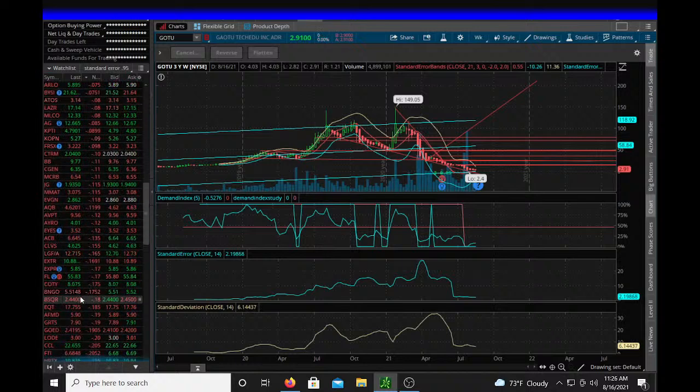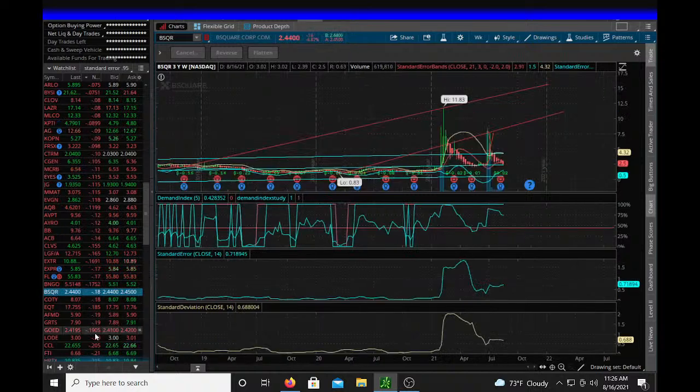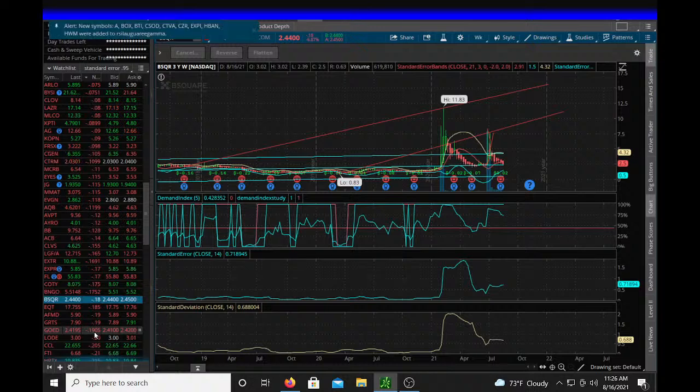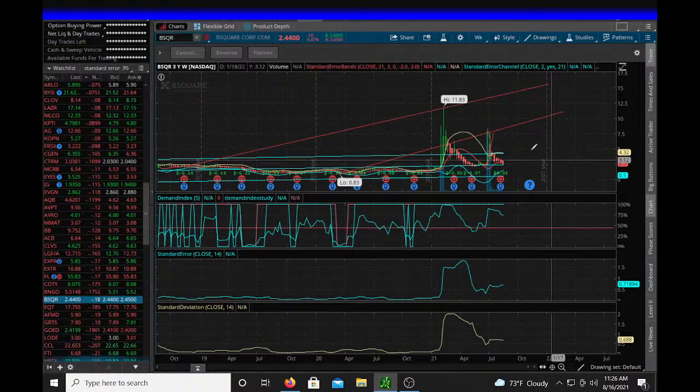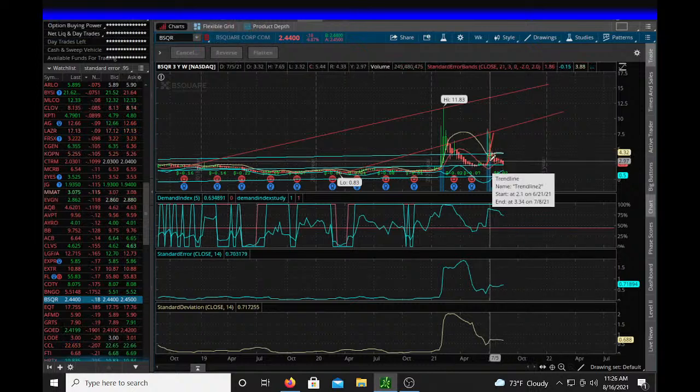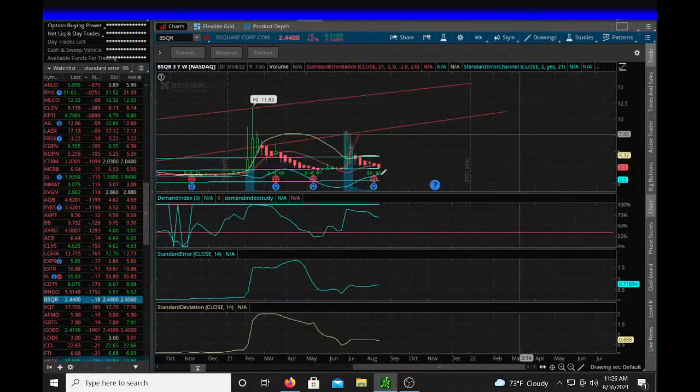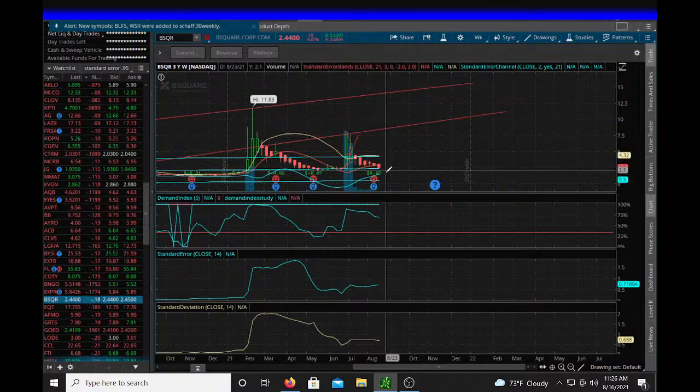Looks like B squared is on our list here, on our standard error list. Looks like go ED. We also need go EV. Okay, this doesn't look as great. This really looks like it's going to come back down. It's in its upper channel.